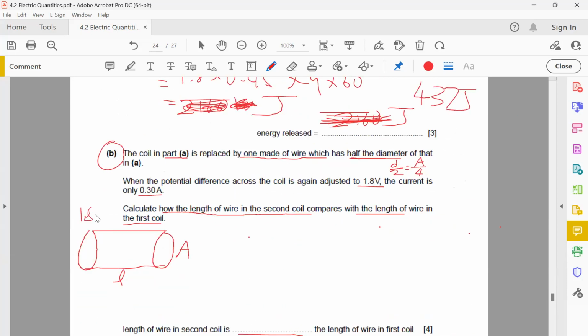I fed it with 1.8 volts and 0.45 amperes. And I know that this thing here had 4 ohms. Okay? This original first wire had 4 ohms. We all know this, right?